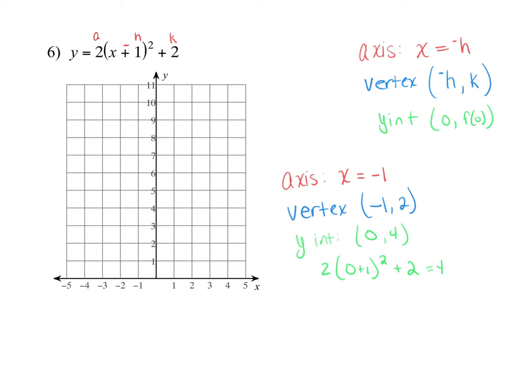All right. And then I'm going to graph it the same way. I'm going to graph my axis. At -1, I'm going to put my dashed line to show my axis. My vertex then is at -1, +2. And then my y-intercept is up here at 4, and I can mirror it across. And then once I have those points, I can graph that parabola.